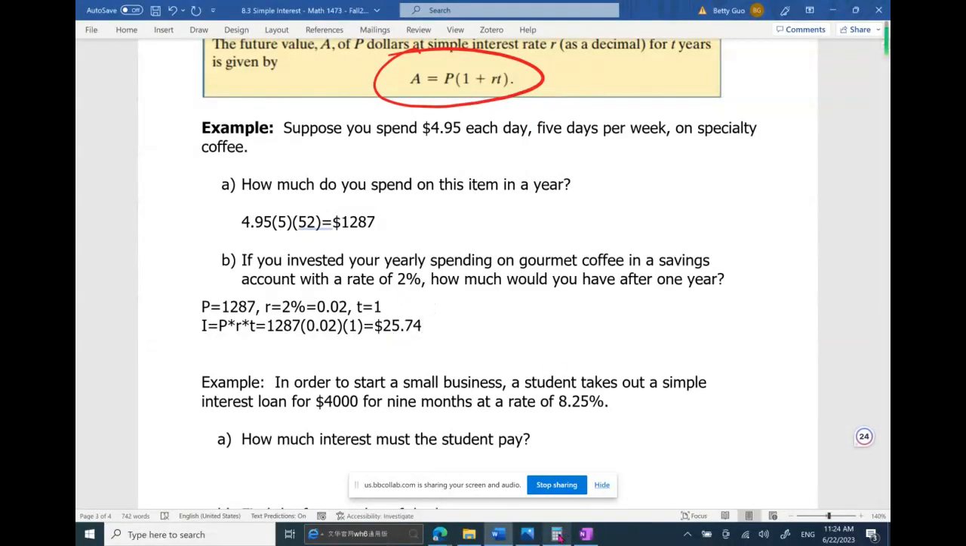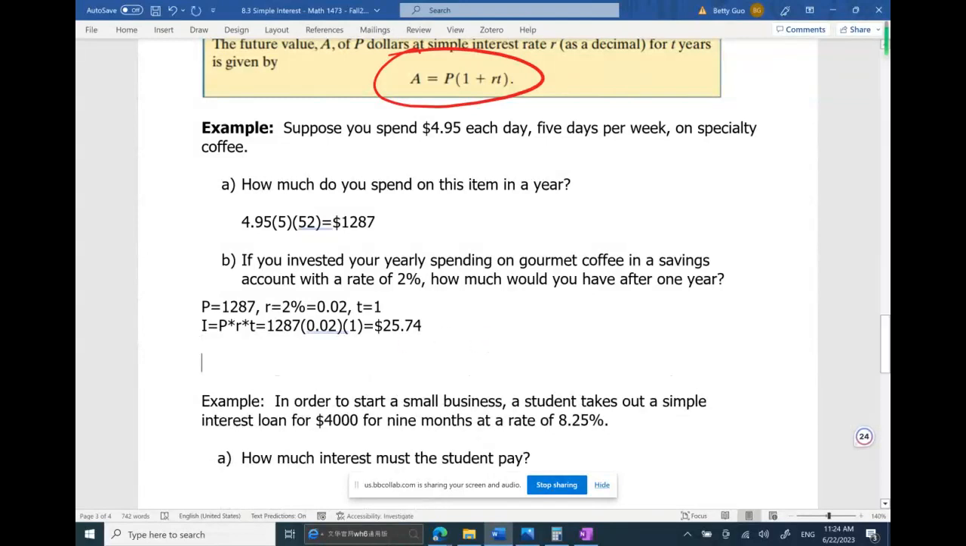$25.74. So that's how much money would you have after 1 year? Oh no, you know what? How much would you have after 1 year? And that is the future value. Sorry about that. So you have to use P plus the I. So 1,287 plus 25.74.